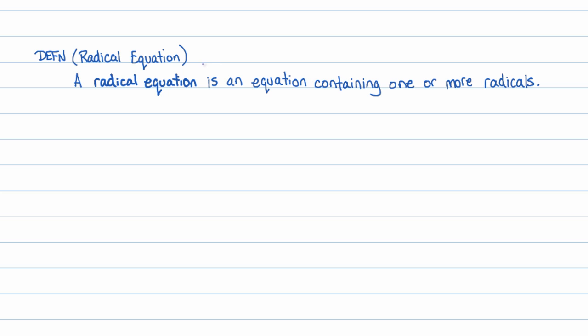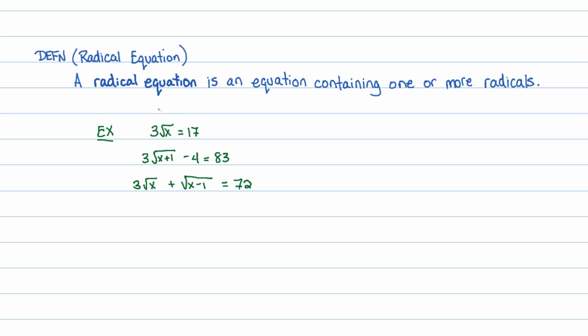So let's first define a radical equation. A radical equation is just an equation containing one or more radicals. Simple examples of these would be stuff like this. 3 times the square root of x is equal to 17. 3 times the square root of x plus 1, minus 4, is equal to 83. 3 times the square root of x plus the square root of x minus 1 is equal to 72. That type of thing. It doesn't just have to have one radical, it could have a couple of them.